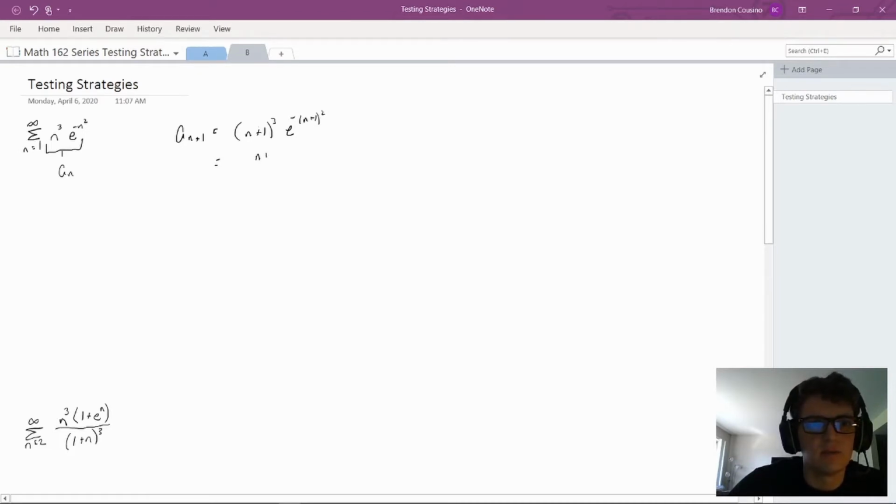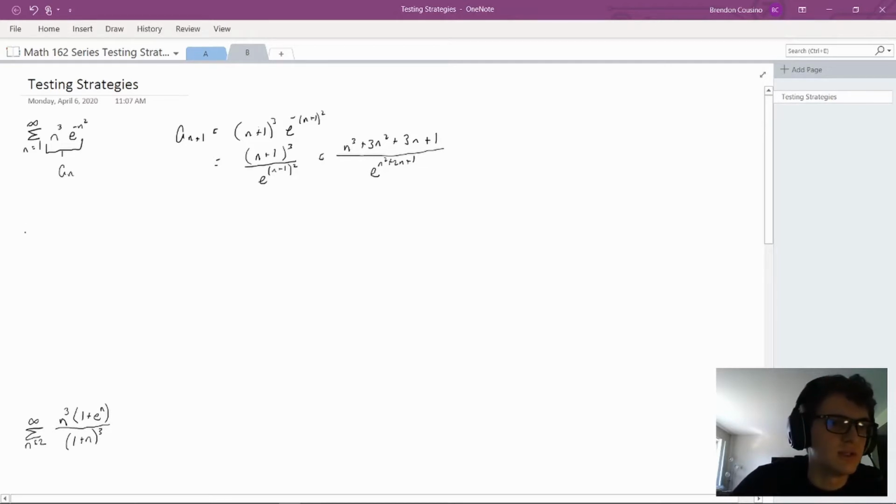So this is going to be (n+1) cubed divided by e to the (n+1) squared. And then let's go ahead and simplify this again. I'm going to go over, because we're going to do our ratio test underneath this. If we expand the numerator, we're going to end up with n cubed plus 3n squared plus 3n plus 1, divided by, and if we expand that, we're going to get e to the n squared plus 2n plus 1. Okay, so then this is going to be our a of n plus 1 term.